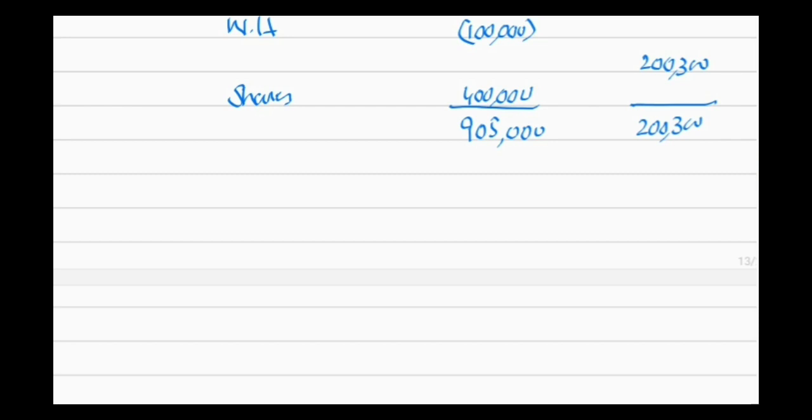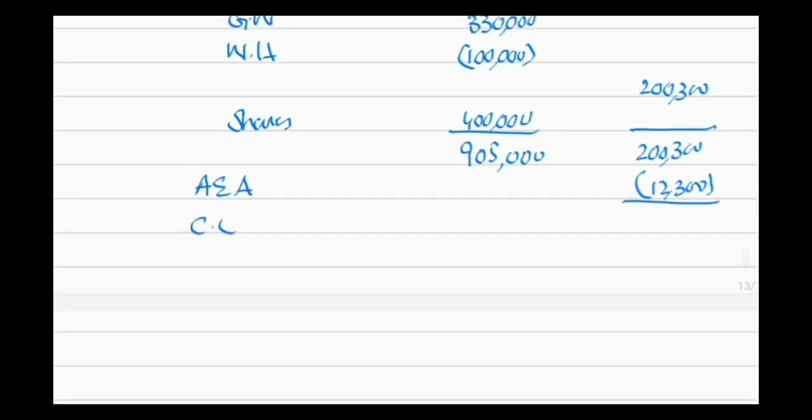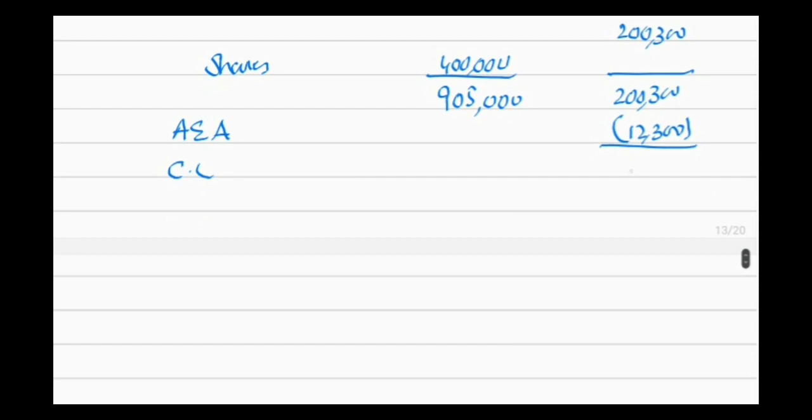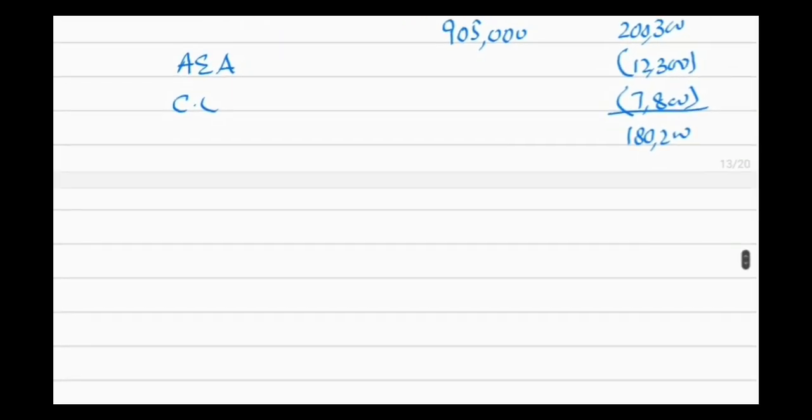First we have to consider BADR. Before applying BADR relief, first we have to apply the annual exempt amount, and remember that for application of the annual exempt amount, we first reduce the assets that don't qualify for BADR relief. The capital losses brought forward of 7,800 will also be deducted from the assets that don't qualify for the BADR relief. So after deducting this, it will be 1,80,200.